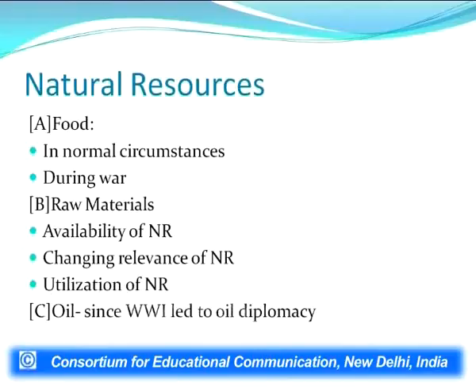Now, there are three kinds of things that we have to look at. The first are the food materials, second are the raw materials, and third is oil. Now, if we look at food, we have to look at two circumstances. In normal times, when a country is not at war, a self-sufficient country has an advantage over a nation that is not self-sufficient, because the deficient country has to depend on supply from other sources, and this supply can be uncertain. The example was Great Britain before the Second World War, which grew only 30% of the food consumed, and so it had to keep its sea route open to allow imports.